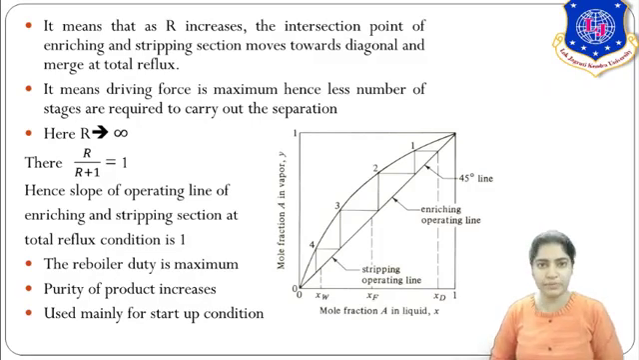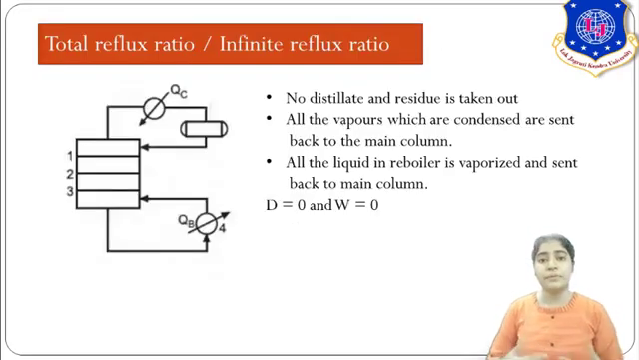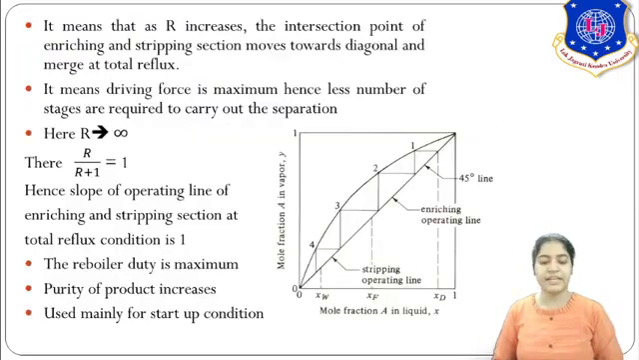Some of the important points for this reflux are that the reboiler duty is maximum here. Of course you can see from here, because you have to reboil all of your liquid into vapor. Hence more load is on your reboiler. The second is that purity of product increases. Of course, when you are increasing your reflux ratio, you are creating more possibility of transfer between liquid and vapor. More of your more volatile component can be taken out from the liquid. Hence purity of product increases because there is a wide scope of mass transfer to occur.